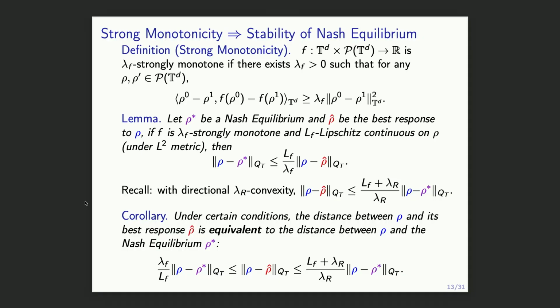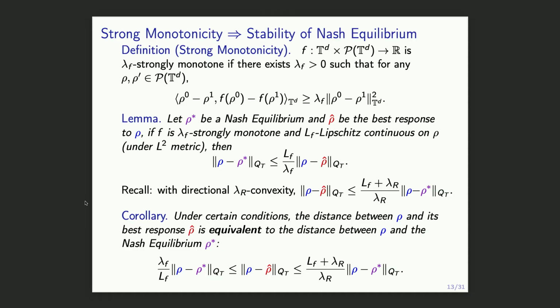Okay. Another property that we need to get the convergence of rho is this strong monotonicity. So you can imagine in convex analysis, if you only assume convexity, then you may not get the convergence of the variable. You may only get the convergence of the objective value. So to get the convergence of this rho to the Nash equilibrium, we will need a stronger assumption on this interaction cost, which is strong monotonicity.